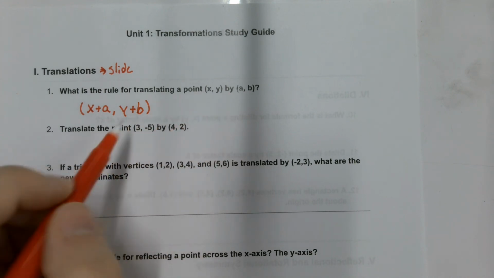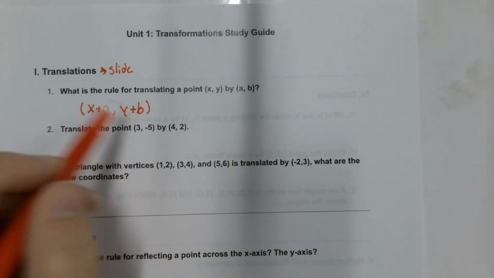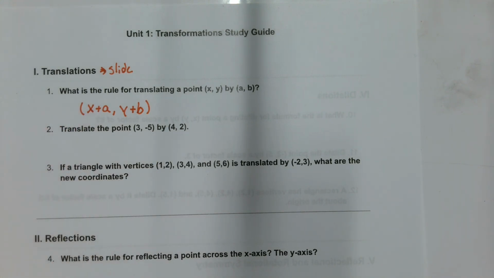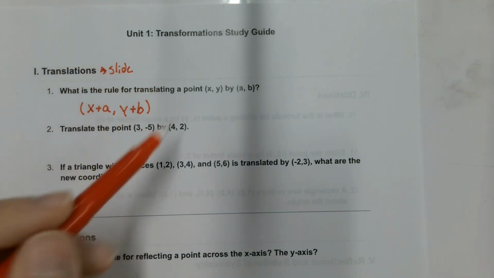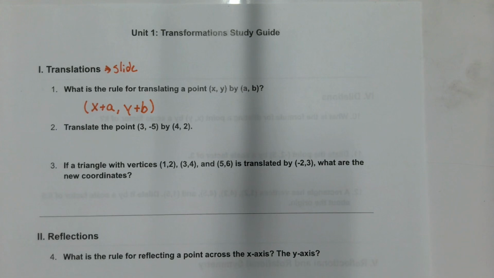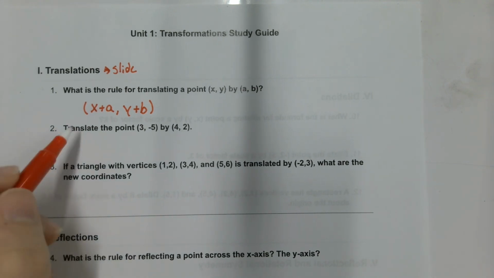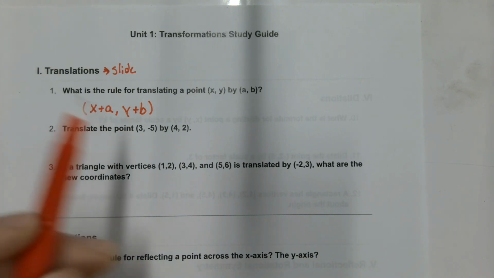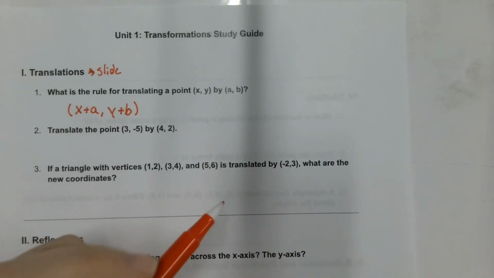Now, if a is negative, then it'd be like a plus negative 2, for example. Well, then that would end up becoming subtraction. But this is the generic rule for translations. So if we try to apply that to the next one, we want to translate the point 3, -5 by 4, 2. So again, I'm just kind of going to use this rule up here.